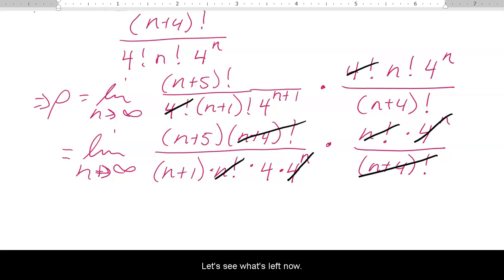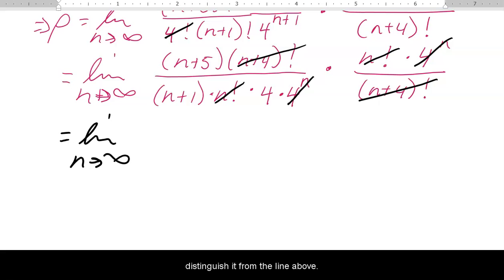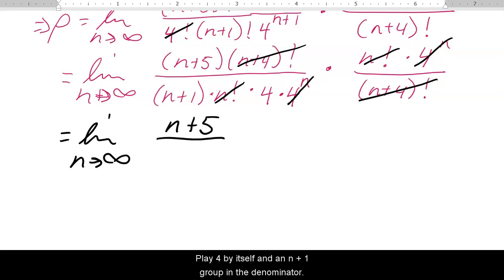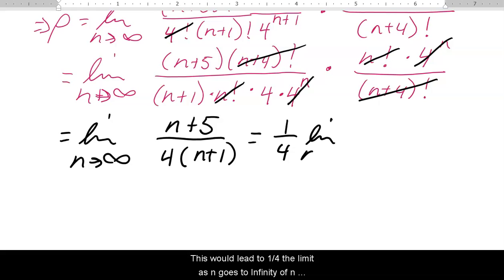Let's see what's left now. At this point, all I have left in my limit, which I'll leave in black to distinguish it from the line above, is n plus 5 in the numerator, a 4 by itself, and an n plus 1 group in the denominator. The 4 is a constant which could be brought outside the limit if I wanted to. This would lead to 1/4 the limit as n goes to infinity of n plus 5 divided by n plus 1.